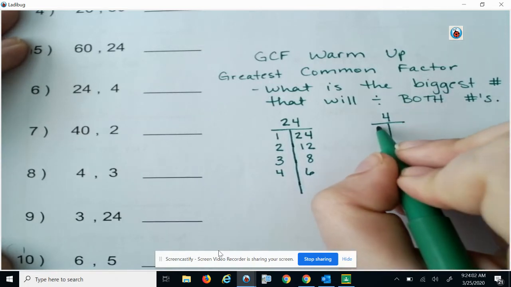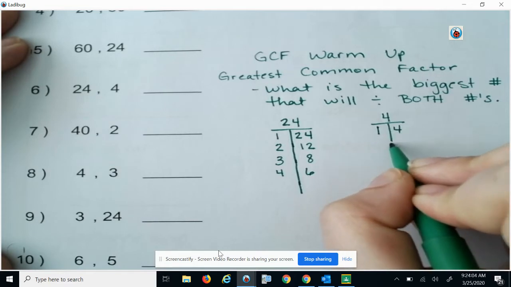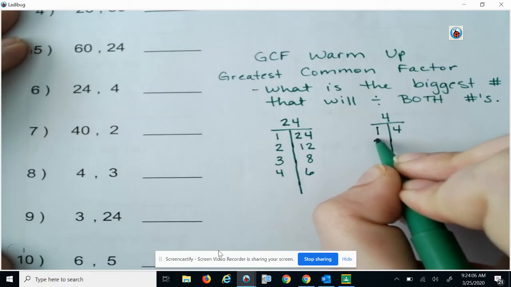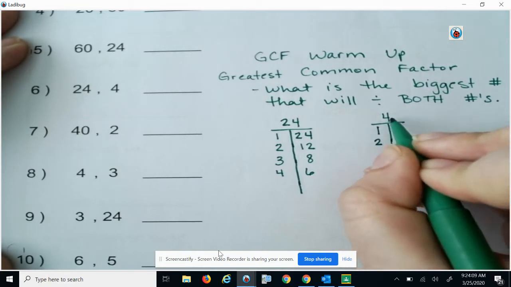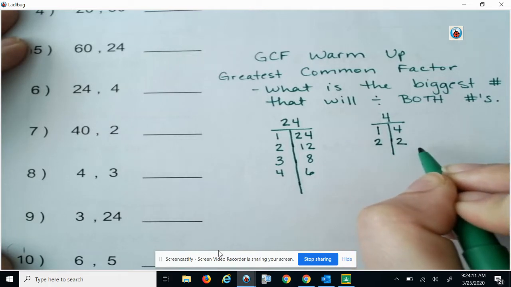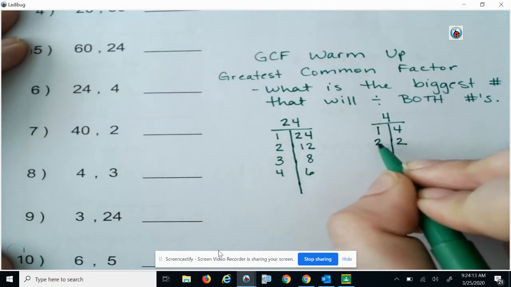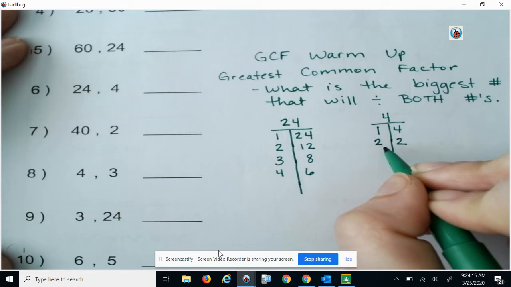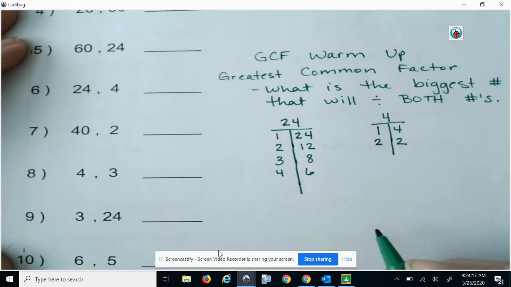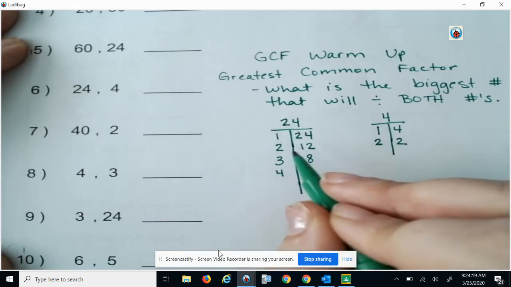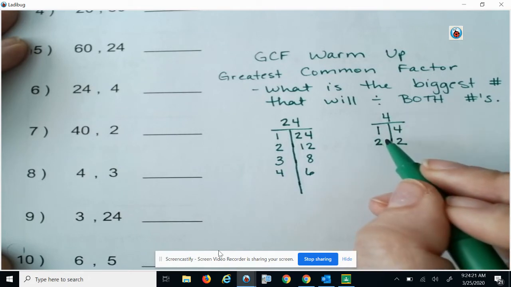For 4, start with our 1 and that number. Then 2 is the next number. 4 divided by 2 is 2. That's a repeated number, so you can stop. Okay, so now I have all the factors of 24 and all the factors of 4.